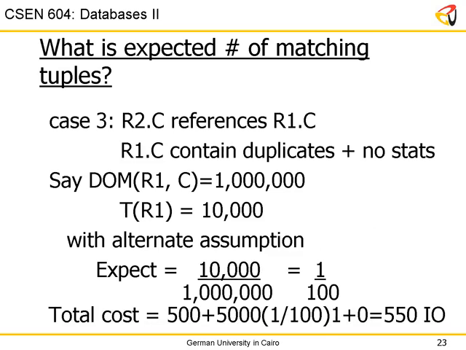Now, what's the third case? Well, R2.C references R1.C. We're working with the same example. R1.C contains duplicates. It's the same example we mentioned before, but we don't have any stats. So if we don't have stats and we work with the domain and you haven't defined the domain properly, the database assumes the domain based on the data type, and you can go off with really bad estimations here.